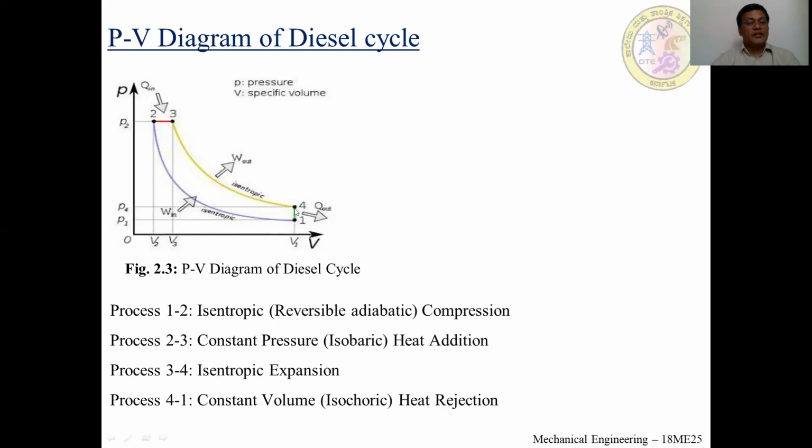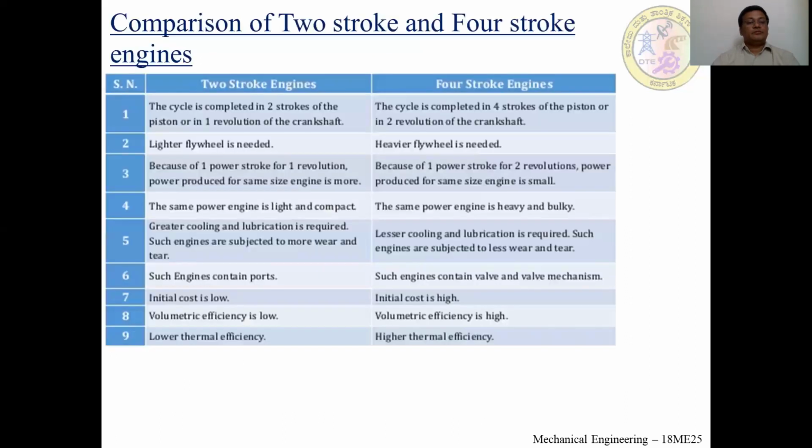Here the pressure decreases from P4 to P1 in the constant volume heat rejection process, whereas the volume remains constant, that is V4 equals V1, and temperature also decreases from T4 to T1. So this is about the diesel cycle, which includes all 4 processes. Now we'll compare 2-stroke and 4-stroke engines with respect to different parameters.